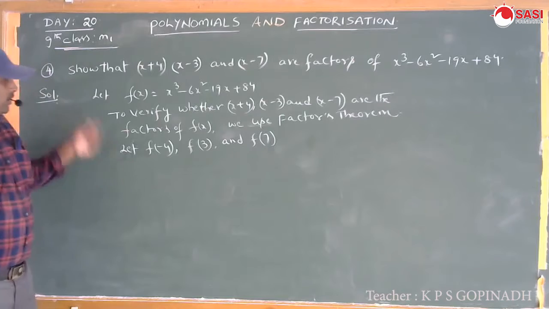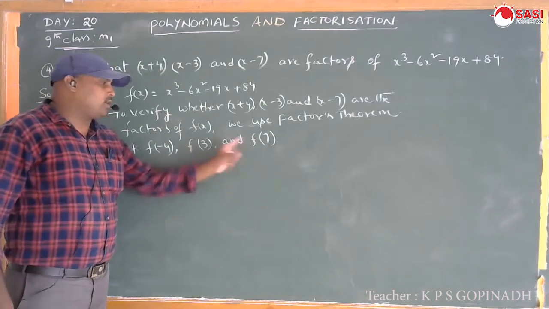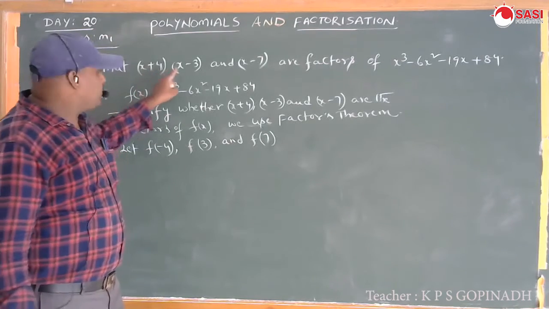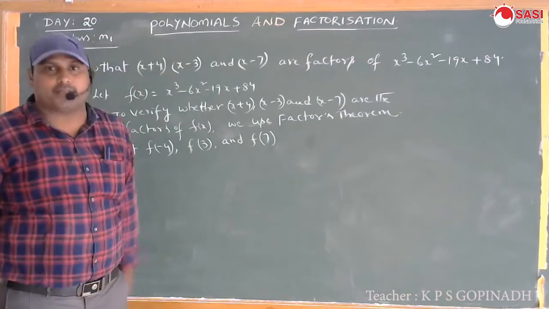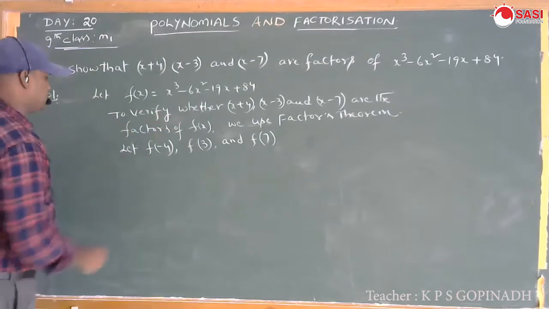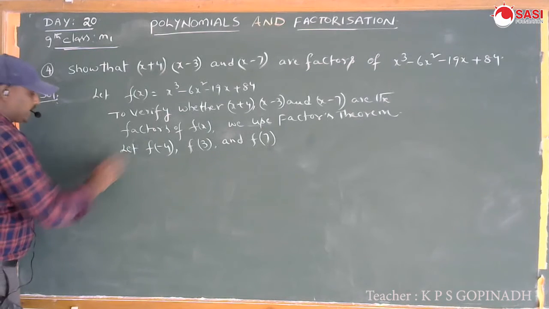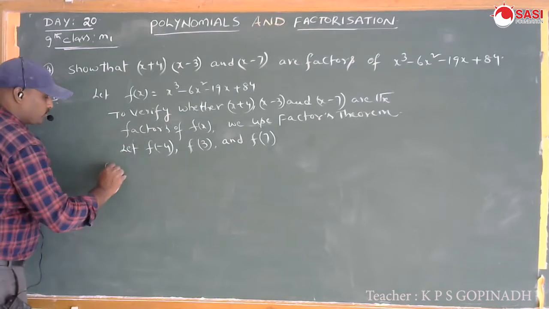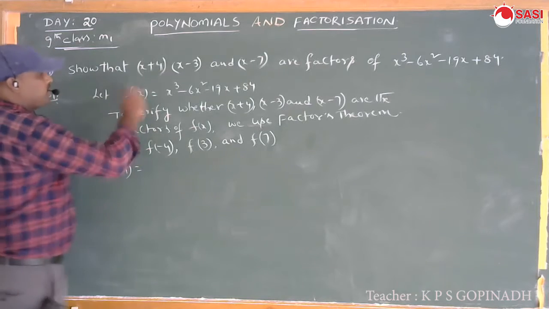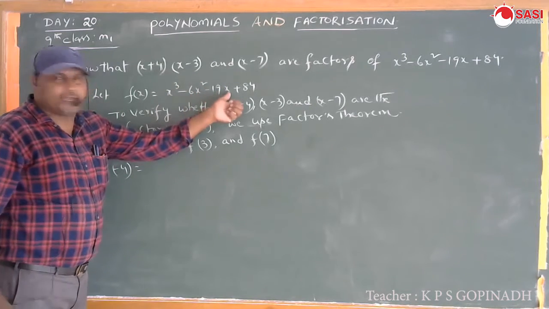Okay. Then if you show that f of minus 4 equal to 0, f of 3 equal to 0 and f of 7 equal to 0, then automatically x plus 4, x minus 3 and x minus 7 are the factors of given polynomial f of x. So by using factors theorem, first one you have to calculate f of minus 4. So f of x is always given x cube minus 6x square minus 19x plus 84.